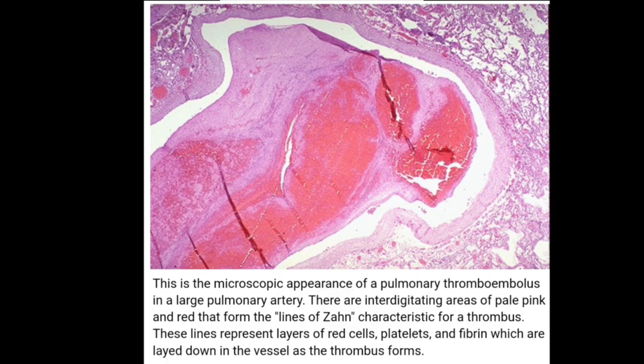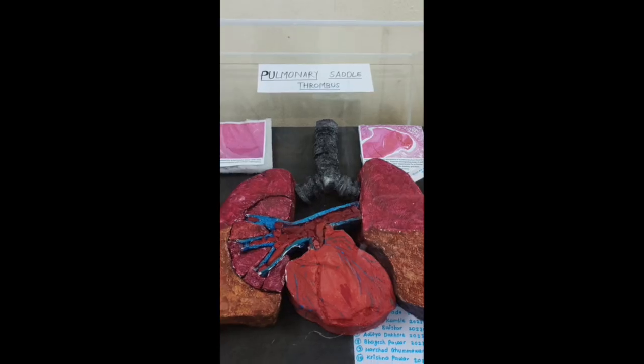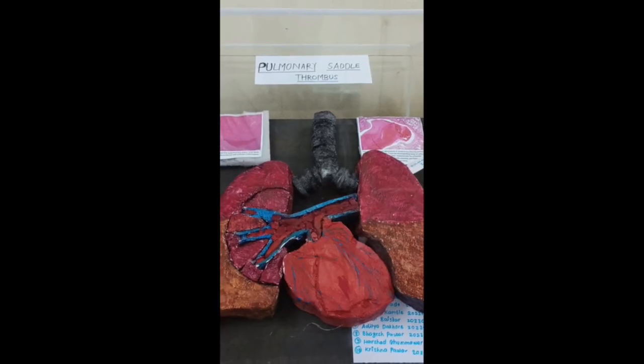Now the microscopy part. In short, as I said, the main key point is the appearance of lines of Zahn, which form alternating layers of fibrin and platelets along with the red areas which contain red blood cells, and these lines indicate the thrombus formed in flowing blood.